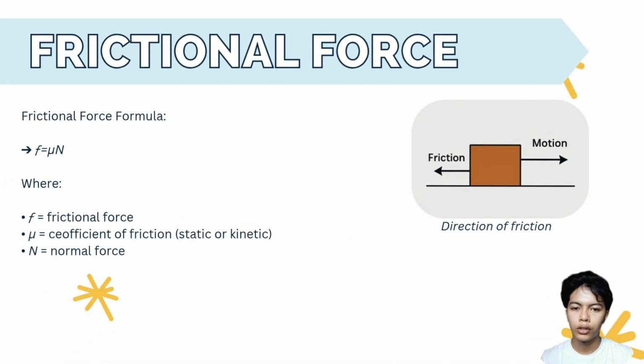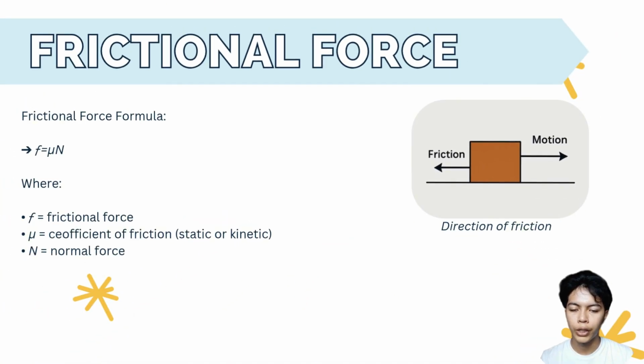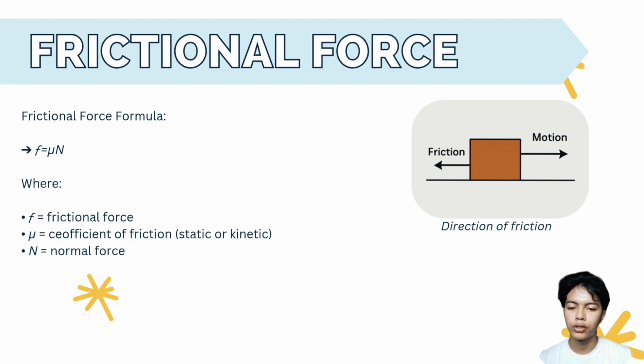The general formula to calculate frictional force is F equal mu N, where F is the frictional force, mu is the coefficient of friction, and N is the normal force, which is the force perpendicular to the surface. There are two coefficients of friction, mu s for static friction and mu k for kinetic friction. Typically, mu s is larger than mu k, which means it's harder to get something moving than to keep it moving.